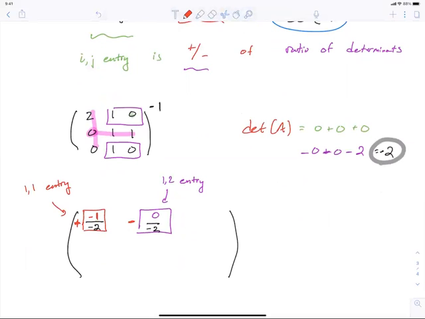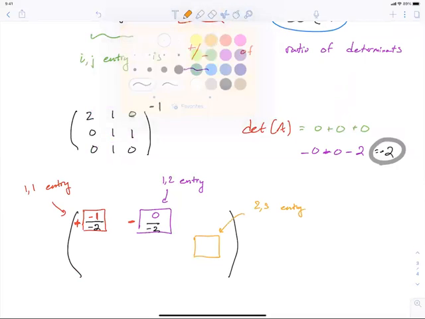All right, let's do one more, just so you get the hang of it. So let's go ahead and do this one right here. This one is the 2, 3 entry. So what we're going to need to do is calculate the right minor in the matrix. Right, so that's the 2, 3 entry, so we're going to need to calculate the 3, 2 minor.